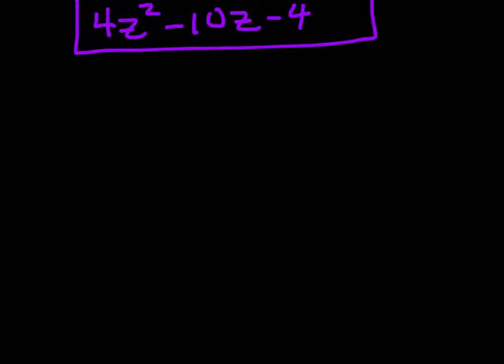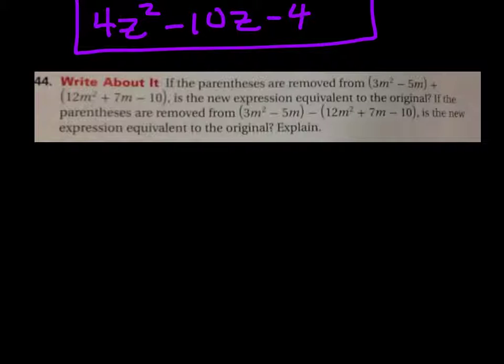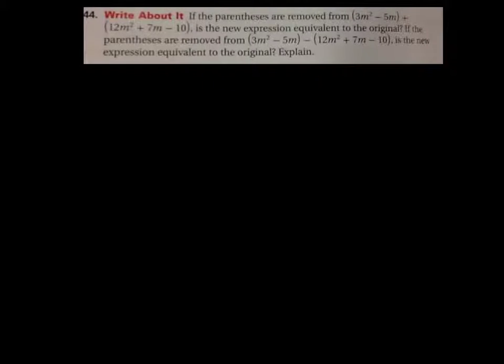44, we have a little bit of a word problem here, and I'm going to take a picture of this, so bear with me. Okay, so this problem is a little bit more in depth than we have space for, so I'm going to try to do it in a small amount of space. But it says, if the parentheses were removed from 3m squared minus 5m plus 12m squared plus 7m minus 10, is the new expression equivalent? That tells me it needs to be equal to the original. As well, if the parentheses were removed from 3m squared minus 5m minus 12m squared plus 7m minus 10, is the new expression equivalent to the original?